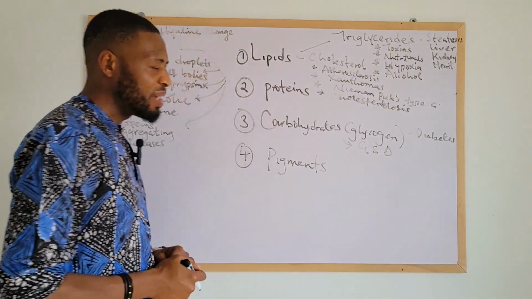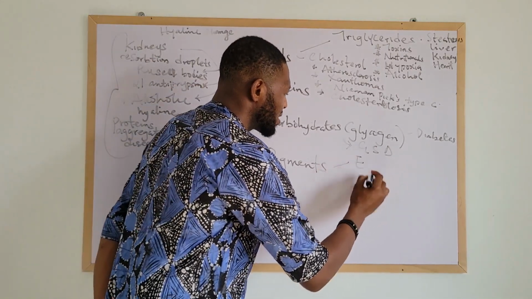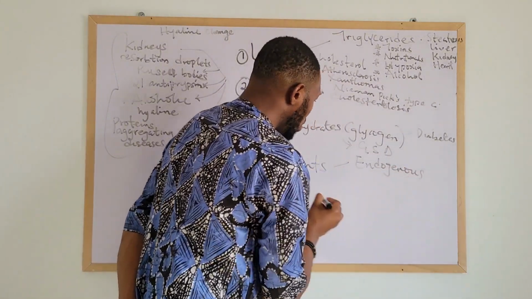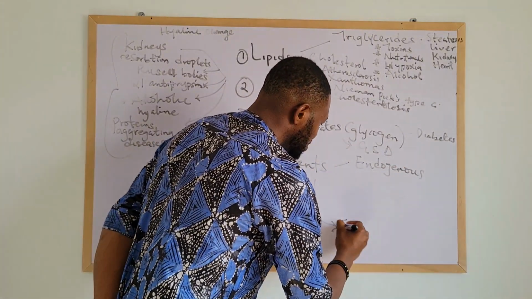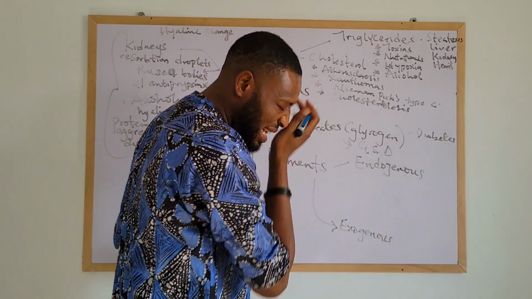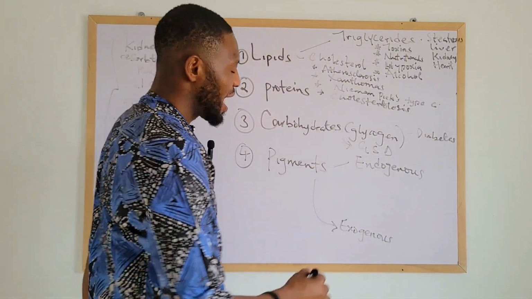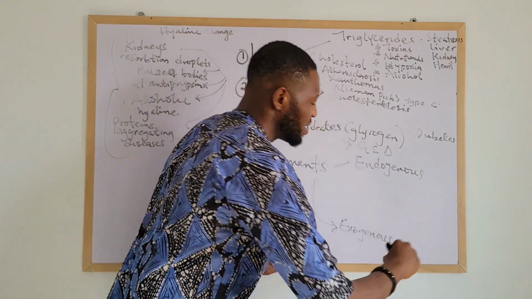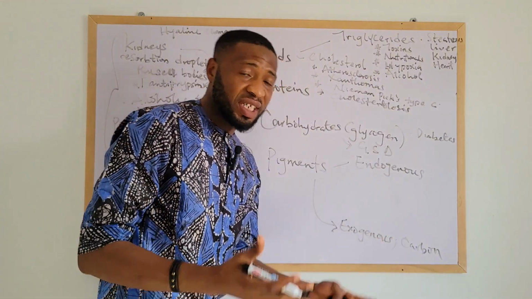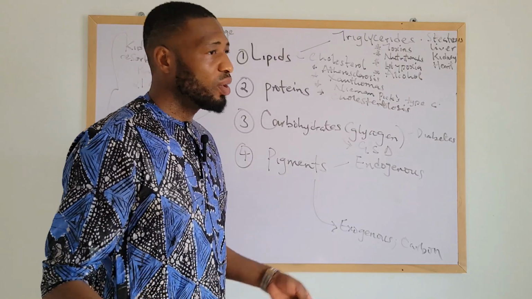Now, when we come to pigments, pigments can also accumulate, and these pigments can be endogenous pigments, or they can be exogenous pigments. Now, exogenous pigments are simply pigments that come from outside, like the name implies, exogenous. And the commonest exogenous pigment we know is carbon, which causes what we call anthracosis in the lungs. And sometimes in coal miners, it can lead to a very serious interstitial lung disease.